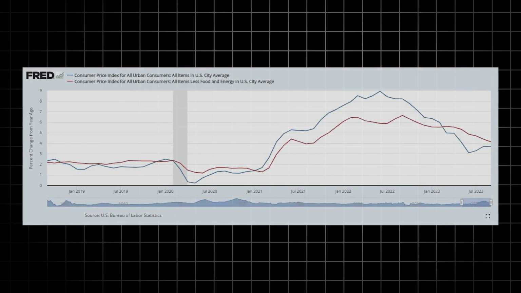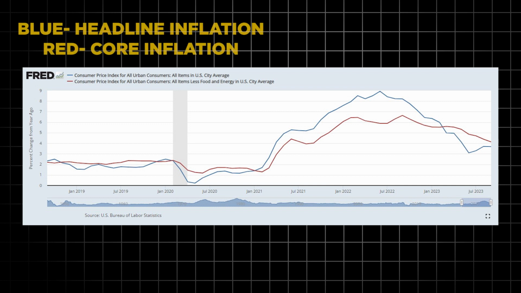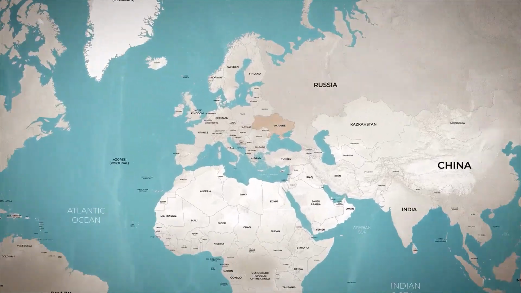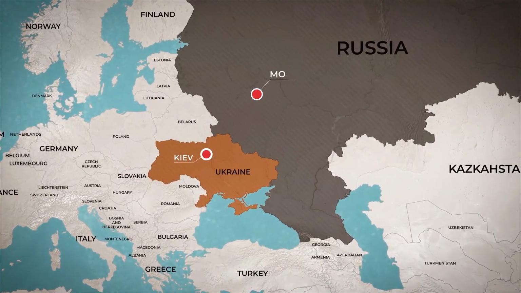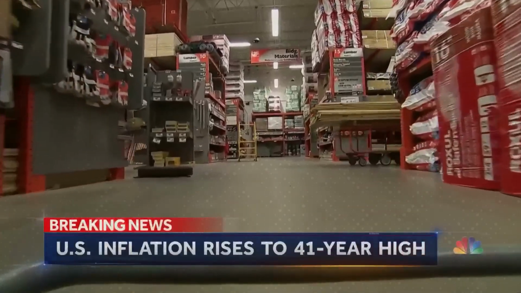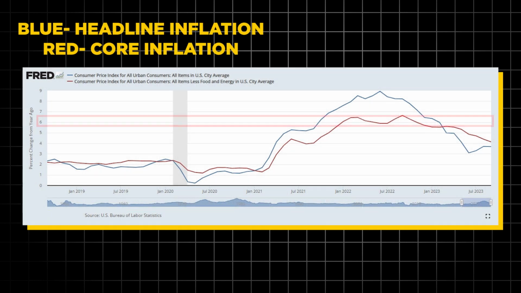You can see from this chart where headline inflation is blue and core inflation is in red, how food and energy prices can swing the headline inflation number around pretty wildly. In 2020, when oil prices went negative at one point, that dropped headline inflation down close to 0%. But core inflation was still around 1.5%. Then in 2022, when a big oil and gas producer, Russia, invaded a big grain and fertilizer producer, Ukraine, food and energy prices spiked. I'm sure you saw all kinds of headlines about inflation around 9% last summer. But while core inflation was up, it really wasn't up that much. Core inflation was only in the 6 to 6.5% range.